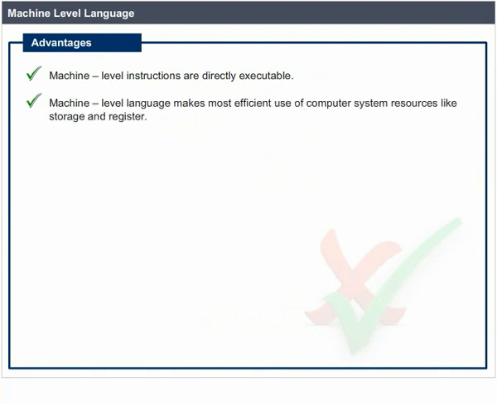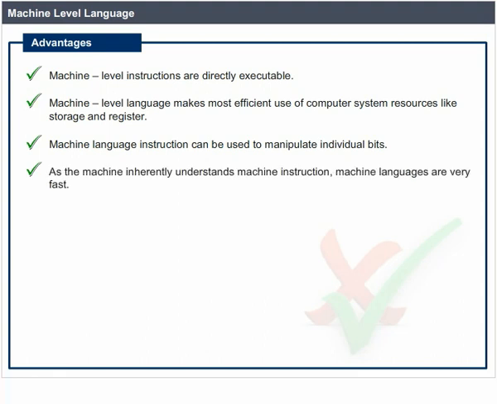Machine-level language makes most efficient use of computer system resources like storage and registers. Machine language instructions can be used to manipulate individual bits. As the machine inherently understands machine instructions, machine languages are very fast.